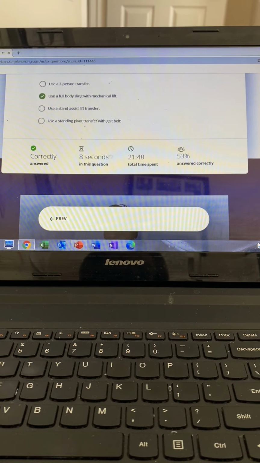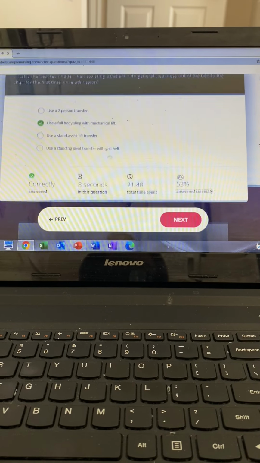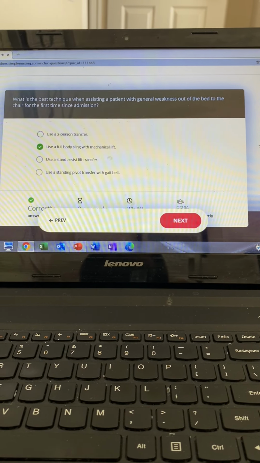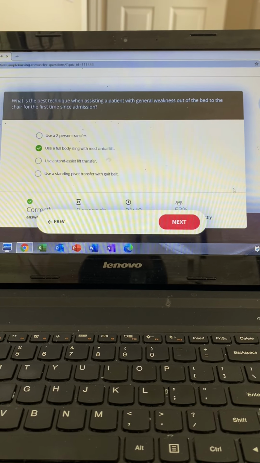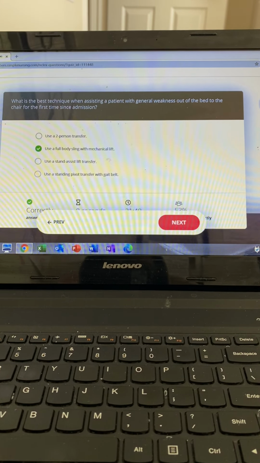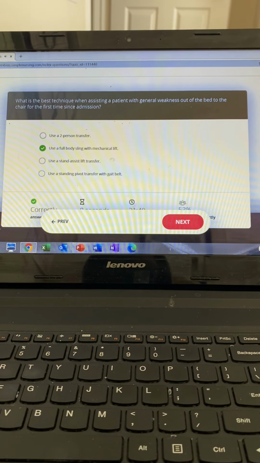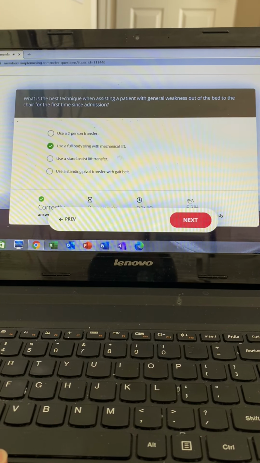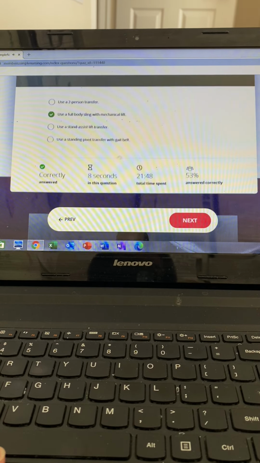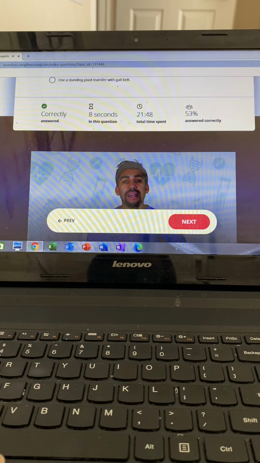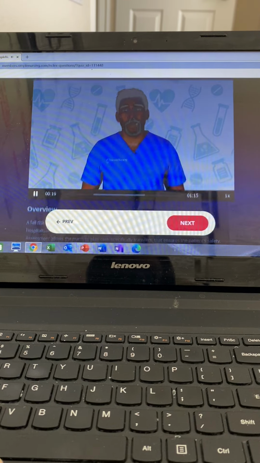Now using our 3 steps, let's break this down. This question is asking for the best technique to use for the key problem, helping with general weakness out of a bed and into the chair for the very first time. So before we're looking at the options, I'm thinking safety and ergonomics, or basically, how do you get this patient up in the safest way?